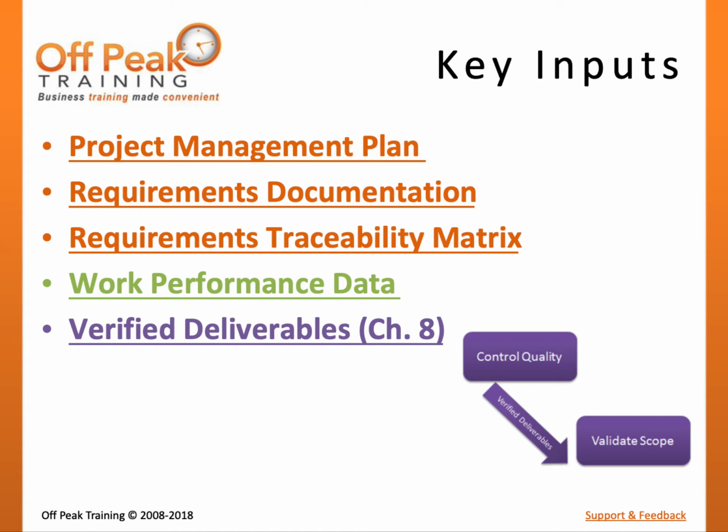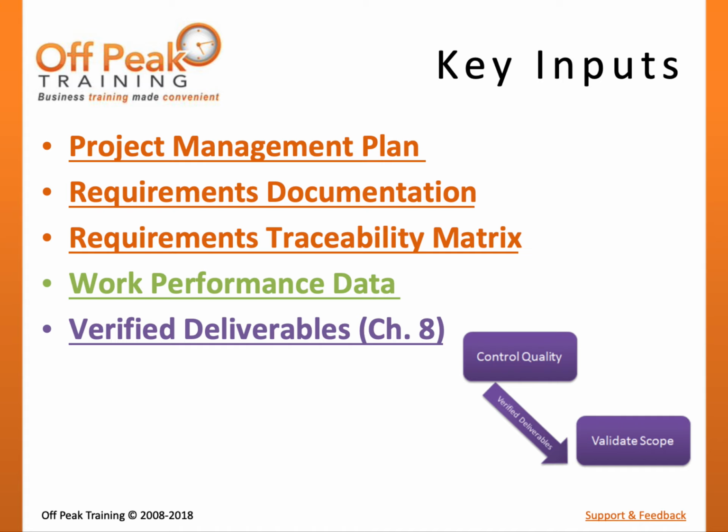The Validate Scope process has 5 key inputs. The project management plan includes important subsidiary documents to this process, such as the scope baseline, which includes the approved scope of the project, and the scope management plan, which should describe how formal deliverable acceptance will be achieved. The requirements documentation and requirements traceability matrix describe the stakeholder requirements and how those requirements may be linked to deliverable acceptance testing.